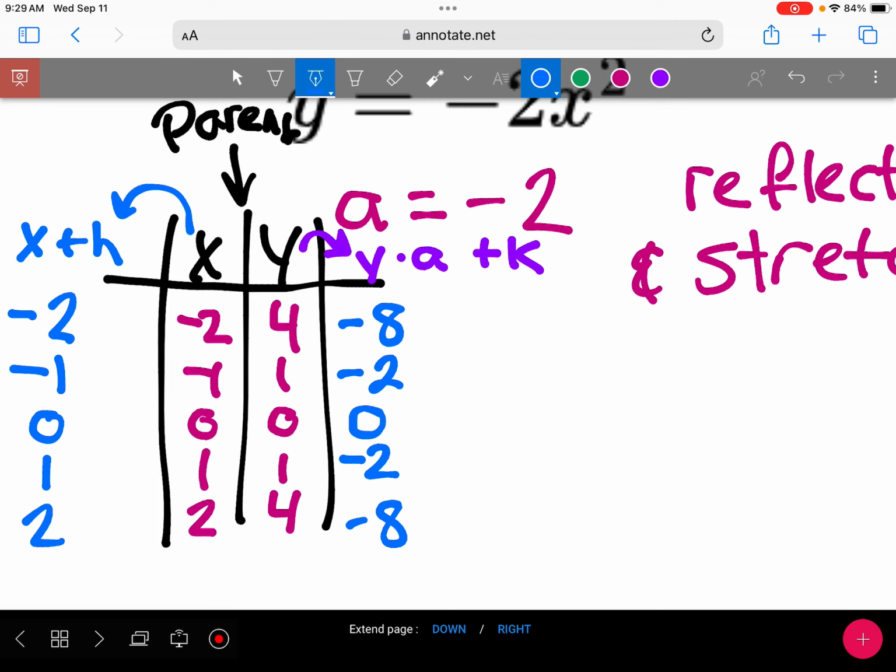I just cover this up. I've got x's over here, y's over there. This is my point. Point, point, point, point, point. Those same 5 points, I've just applied my transformation.